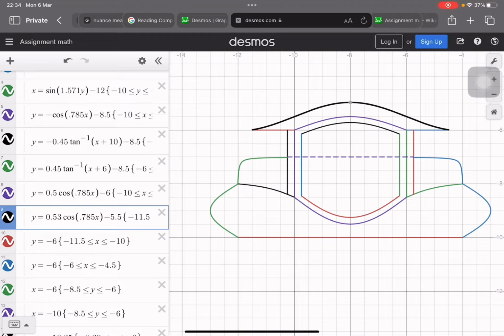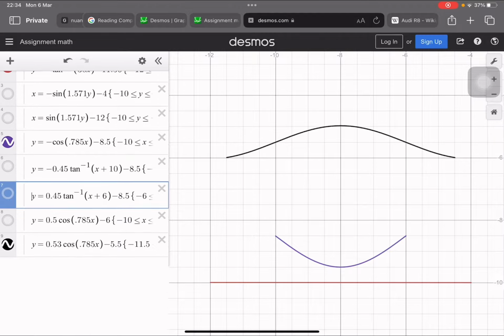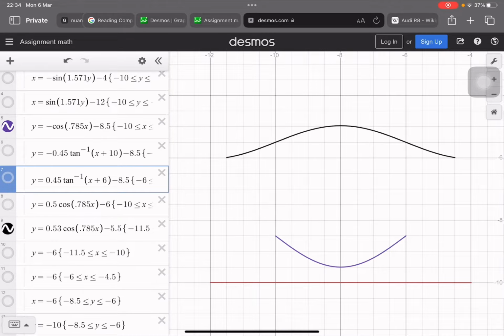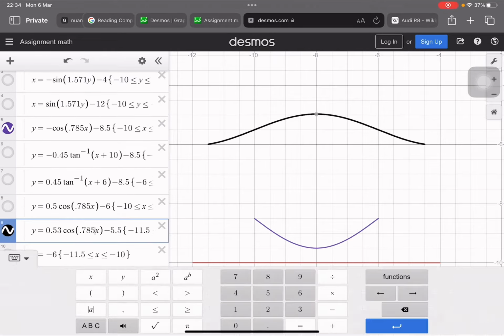So here we have 0.53 cos. Okay, this one, so I will explain about it. 0.53 means its amplitude, how far up does it go. And 0.7 and 5 here is the width. So minus 5.5 means it is shifted downwards.